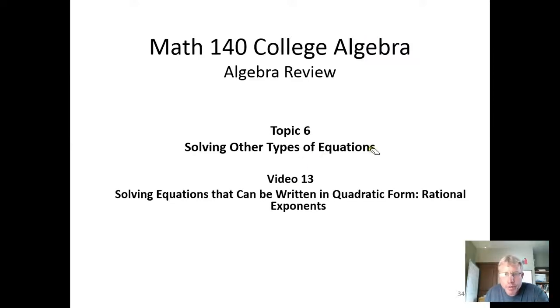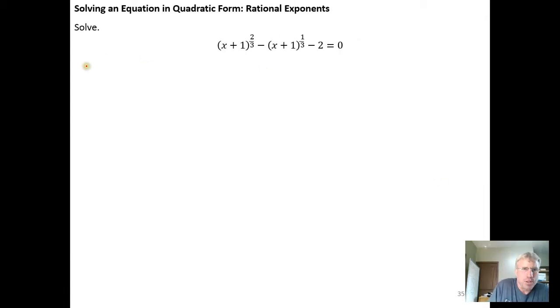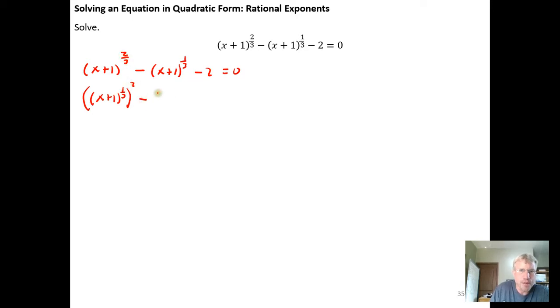So in this video we're going to do an equation in quadratic form again, but this time we're going to work with rational exponents. So we have the equation (x+1)^(2/3) minus (x+1)^(1/3) minus 2 equals 0. And then I want to recognize that this can be rewritten as ((x+1)^(1/3)) squared, because 2 times a third is still 2/3, minus (x+1)^(1/3) minus 2 equals 0.